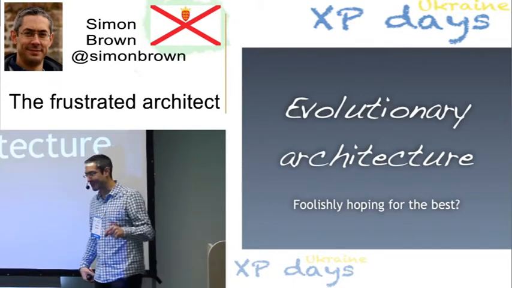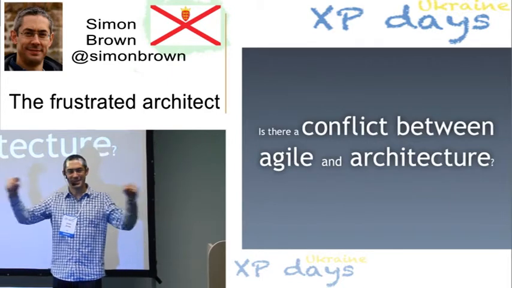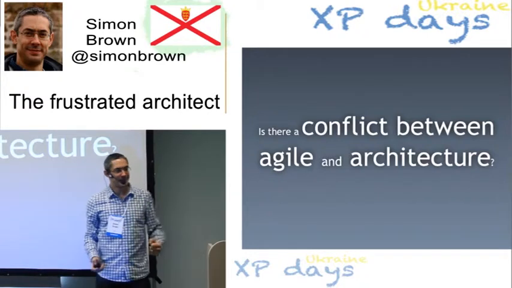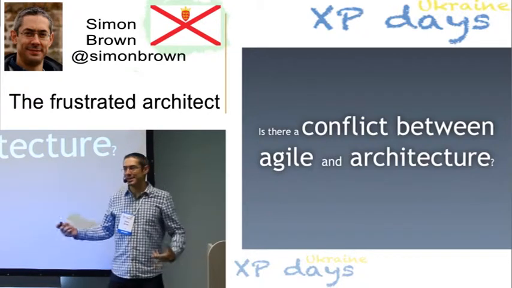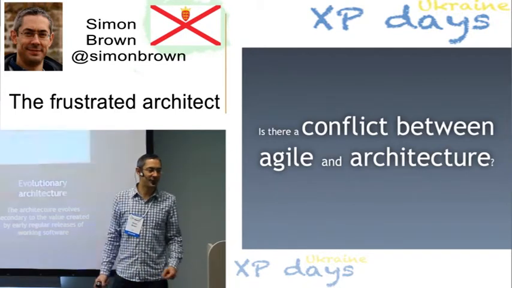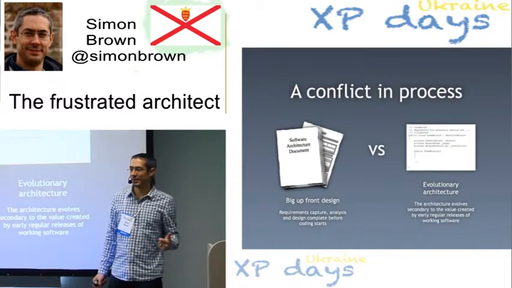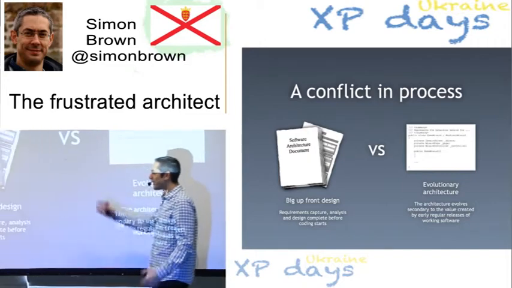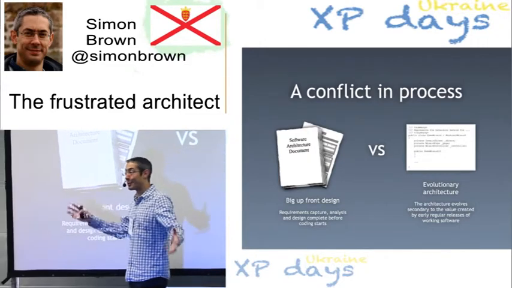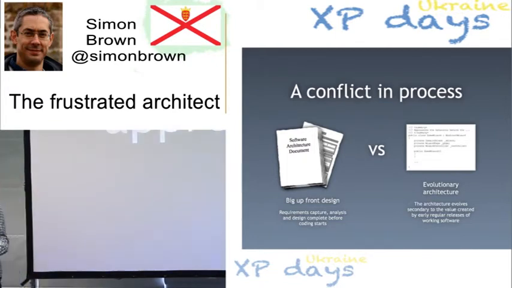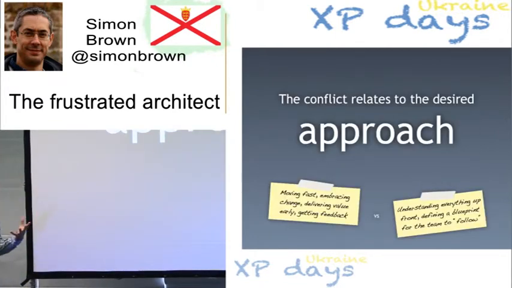People don't often talk about Agile and architecture in the same sentence, do they? There seems to be a conflict between these two concepts. But there isn't. Agile projects need architecture. So where is the conflict? The conflict is first of all in the process. Agile is about delivering value early, getting feedback. Whereas big upfront design, which is what we normally refer to when we talk about architecture, is about understanding everything. So it's really about the approach, and there's a conflict between the approach that we're trying to follow here.